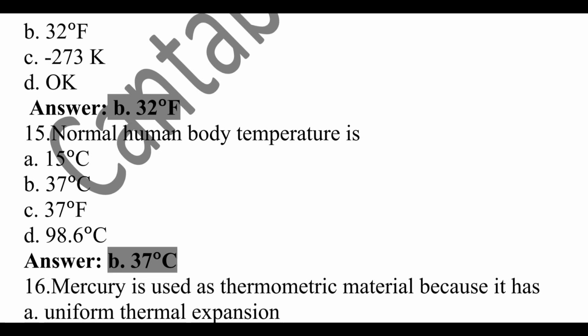Question number 15. Normal human body temperature is: option A, 15 degrees Celsius; option B, 37 degrees Celsius; option C, 37 degree Fahrenheit; option D, 98.6 degrees Celsius. So the correct answer is 37 degrees Celsius. It's option B.